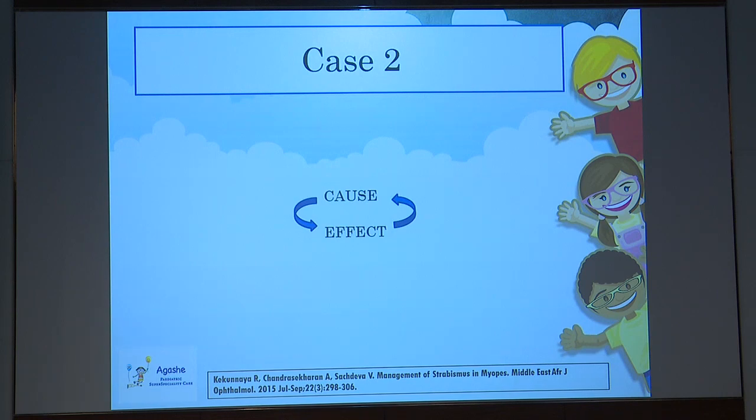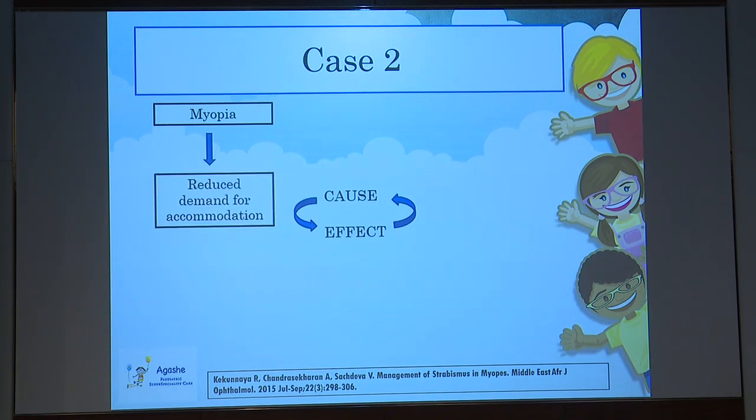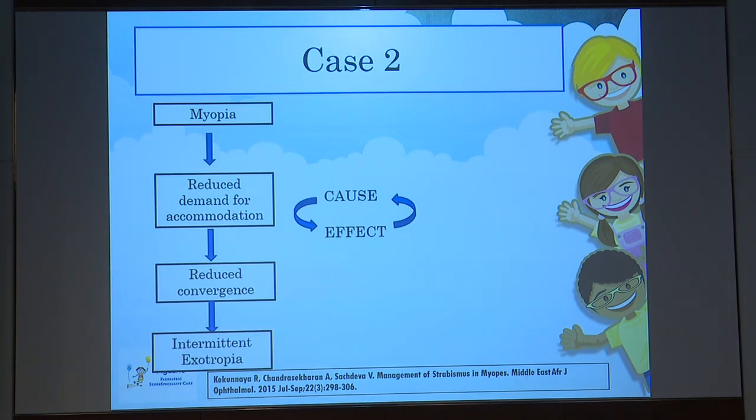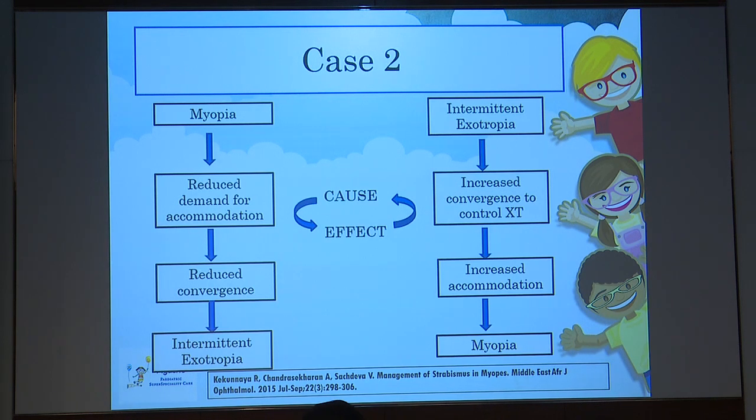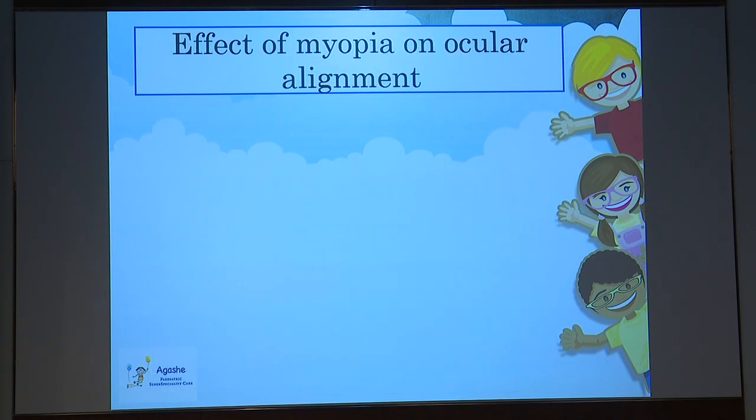Let me give you two hypotheses as to what this is based on. Children who develop myopia, we know, have a reduced demand for accommodation. Hence, they have a reduced convergence, which leads to an intermittent exotropia. So convergence insufficiency causing an intermittent exotropia. On the other hand, in patients who have intermittent exotropia, there is an increased convergence to try and control the deviation. This leads to an increased accommodative effort, which predisposes them to develop myopia.